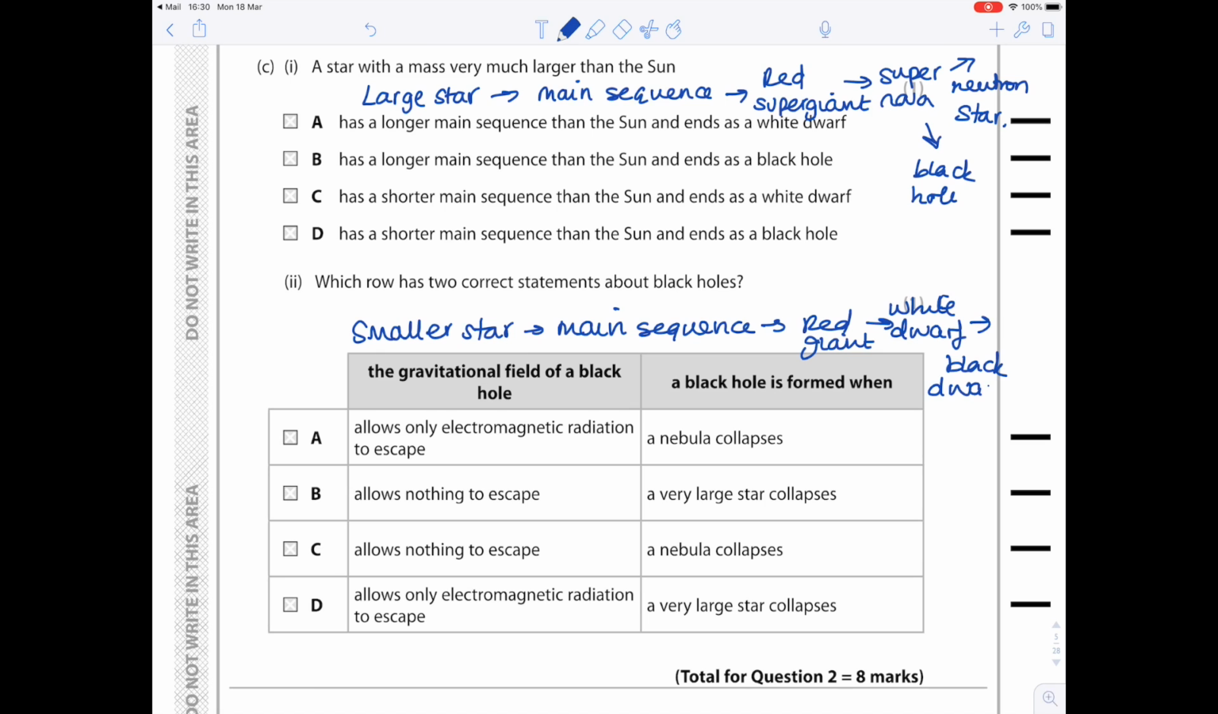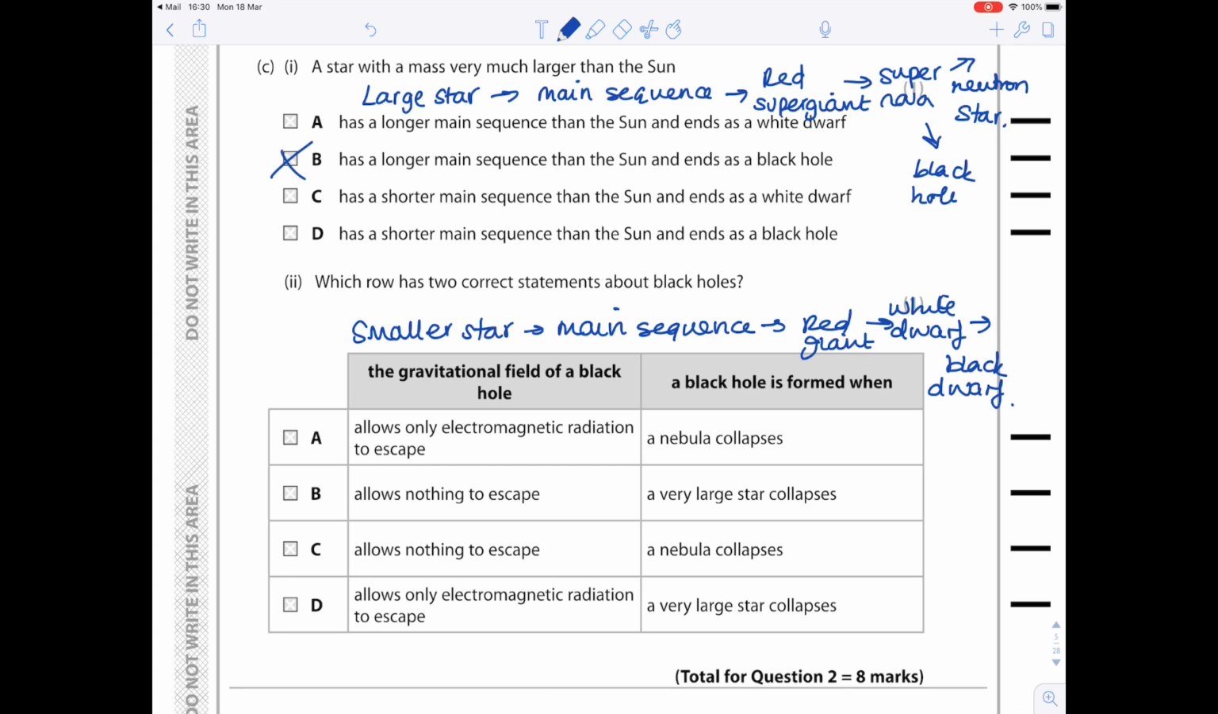So let's have a look at these options. A, a star with a mass very much larger than the Sun has a longer main sequence than the Sun, and ends as a white dwarf. No, there's no mention of a white dwarf in my largest star notes. B, has a longer main sequence than the Sun and ends up as a black hole. Yes, that's definitely a potential. C, has a shorter main sequence. No, I already know that's wrong. D, has a shorter main sequence. No, that's wrong again, which is why the answer here has to be B.